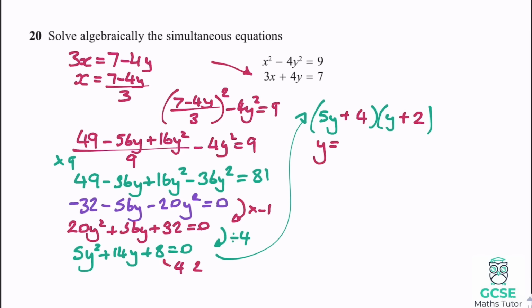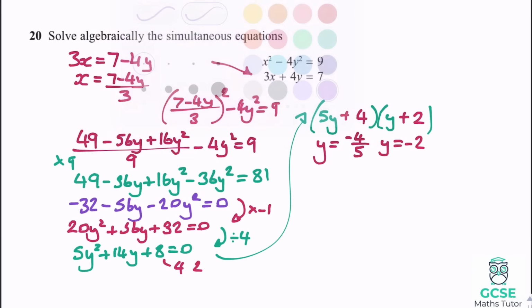So y equals negative 4 fifths, and y equals negative 2. So there's my two y values. The next bit's quite nice and easy because you can do this on the calculator. We just need to sub those into this x equals equation up here. So sub those in on your calculator.